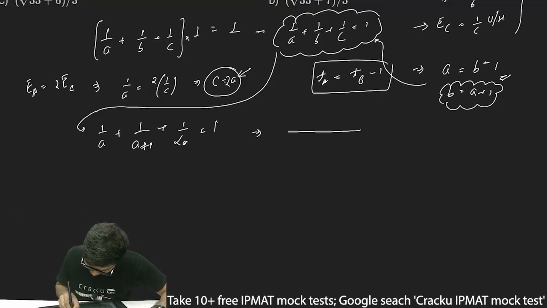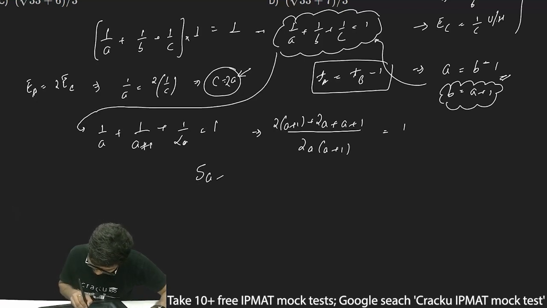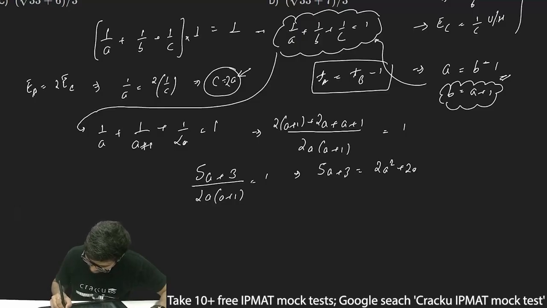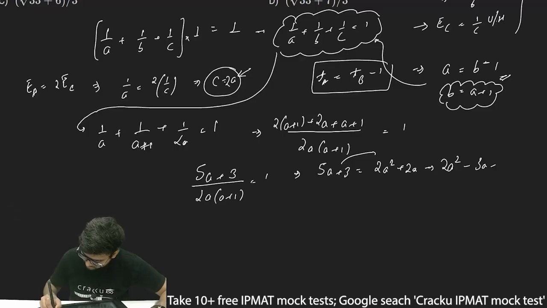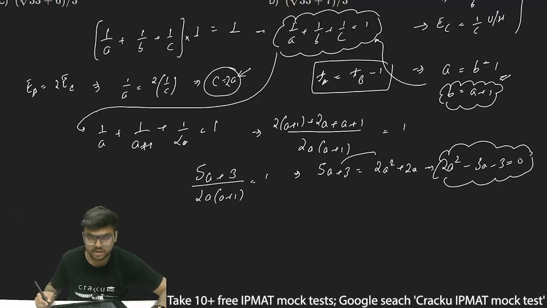So now I can take the LCM, 2A into A plus 1. Right hand side is 1. This will be 2A into 2 into A plus 1, plus this is A plus 1, so this will be 2A, plus this is 2A, so this will be A plus 1. So 2A plus A, so this will be 5A plus 2 plus 1, which is 3. So 5A plus 3 over 2A into A plus 1 is equal to 1. Thus I can write 5A plus 3 is equal to 2A square plus 2A. I can take this to the right hand side. So 2A square minus 3A minus 3 is equal to 0.